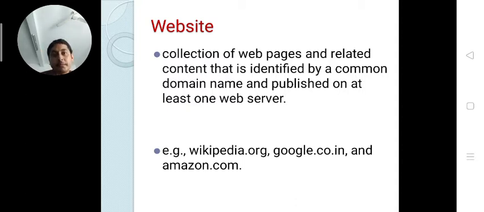Good. But a meaningful website is one that has related content and is identified by a common domain name. Means they have their URLs and they are published on a web server also. Means they must be available and accessible to the users, then only they will be termed as websites. For example, we have wikipedia.org, google.co.in, amazon.com. There are lots of websites.